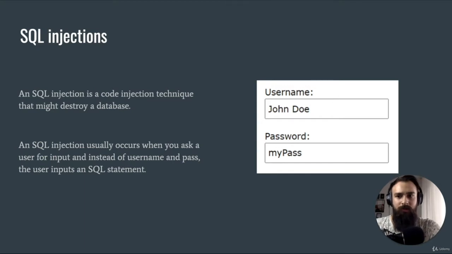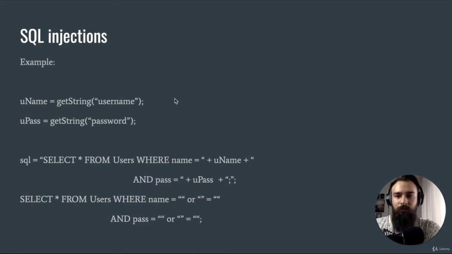How can it be compromised? Well, for example, the application might get the string from the username field and the password from the password field and use a select query in order to check if the user is in our database and if the password is the correct one. How do we do that? By creating a select statement from the users table where the name is the string from the input and the password is the string from the password field.